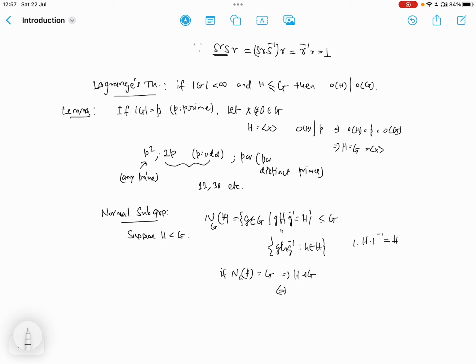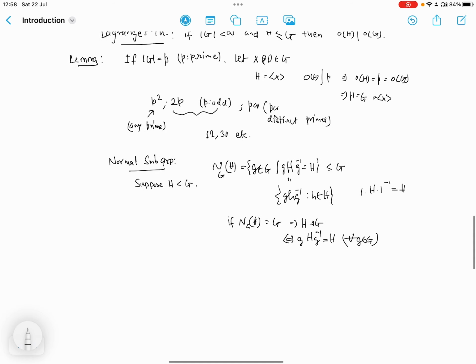It is equivalently g h g inverse for all g, because this holds for every element. This is a normal subgroup. And one more definition, the centralizer or normalizer.